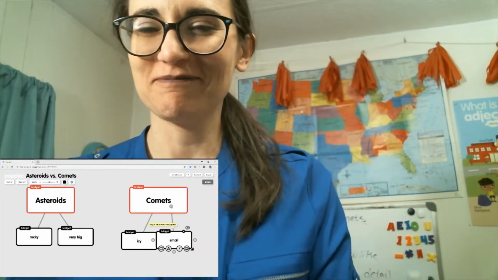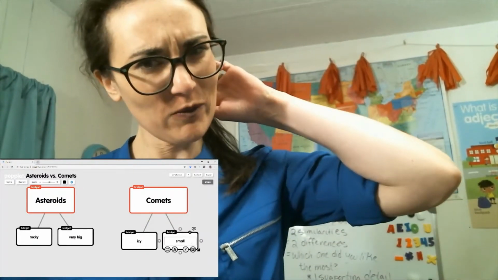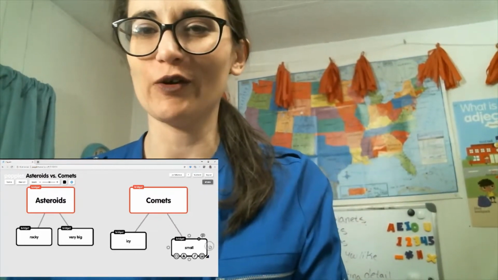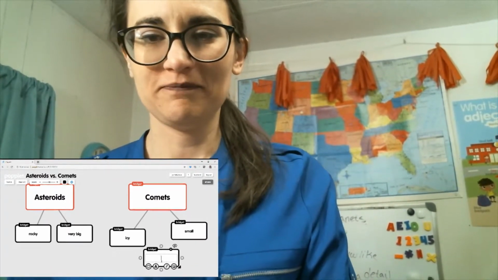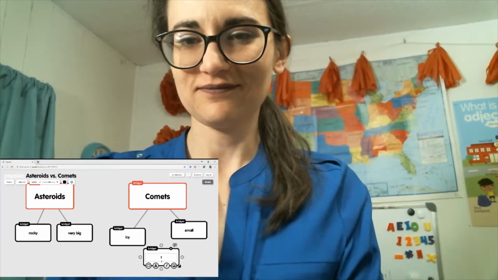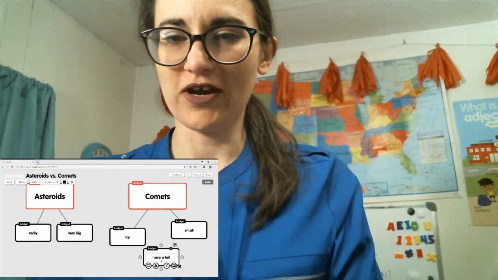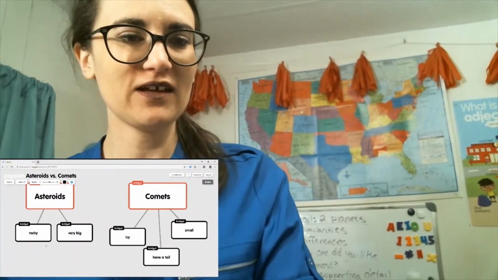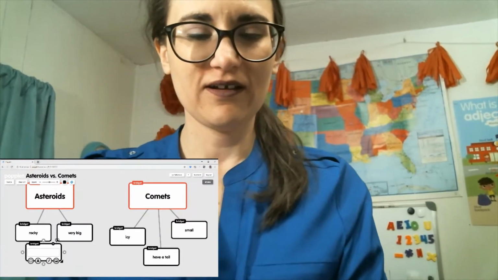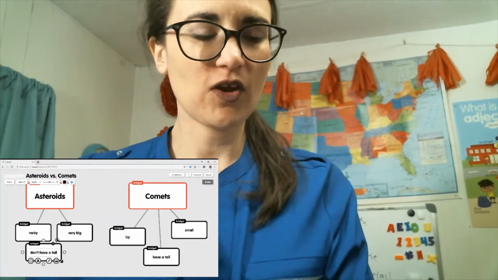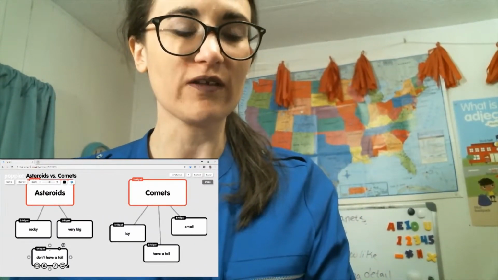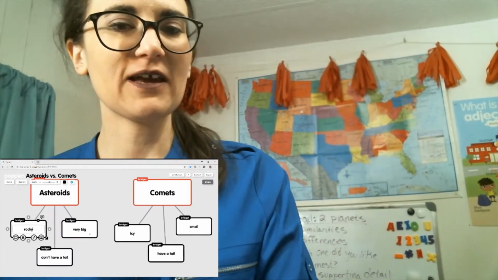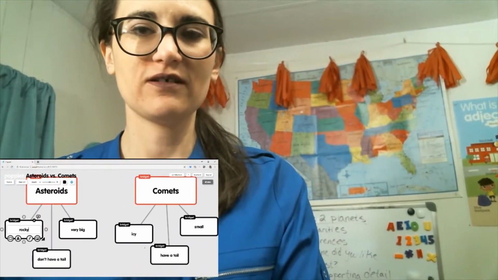Very good. Okay, very good. Which one has a tail? Do you remember? Yes, comets have a tail. Very good. We'll put that down here. Let's see, have a tail. Okay. Very good. Excellent. Okay. And we can say over here, they don't have a tail. Okay, so now we have 3 ways they're different. Awesome, we're set. So now let's think about ways that they are similar.